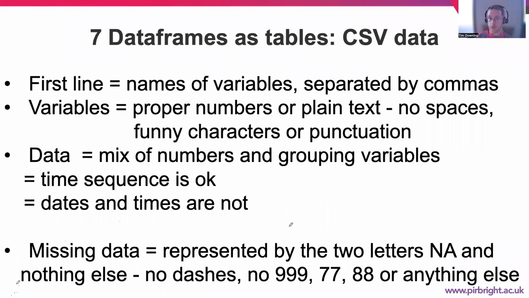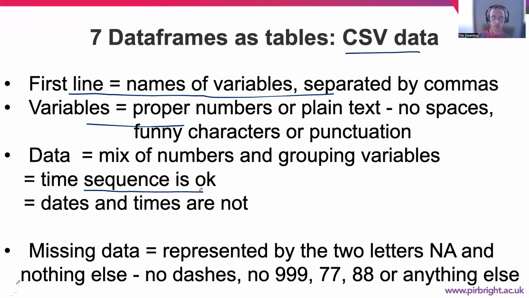So data frames are a type of table. Typically we would be reading in CSV data as a table. In a CSV file, only the first line contains names of variables separated by commas. Tabs, if you have TSV, tab separated data, can also work as well. The variables should be proper numbers or plain text, but no spaces, 20 characters, or punctuation marks. The data may be a mix of numbers or grouping variables, like ones and zeros, but try to keep them numerical rather than using labels.